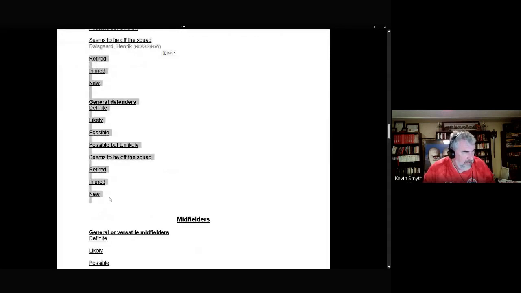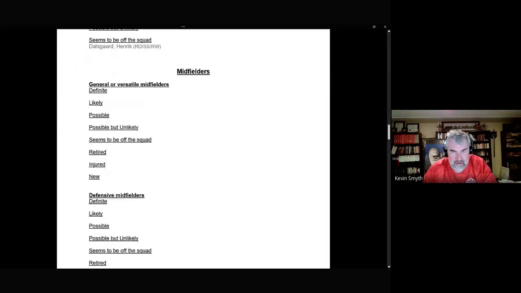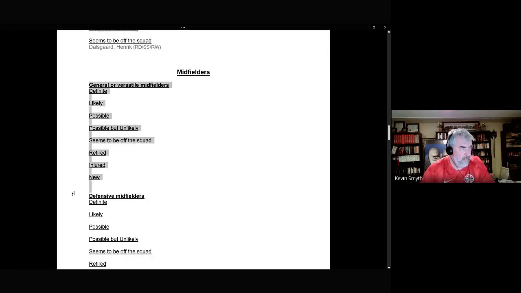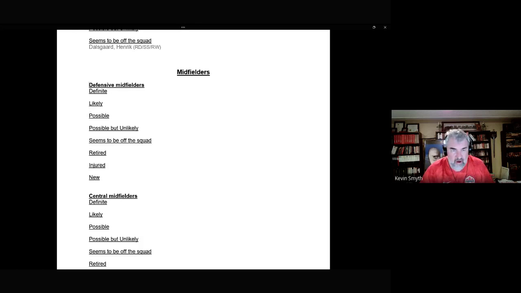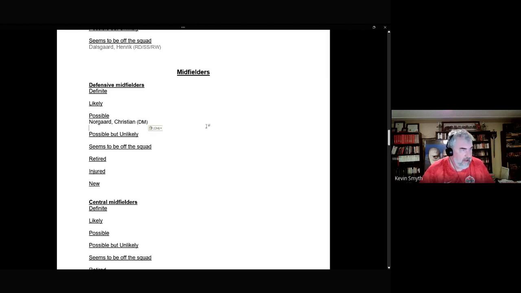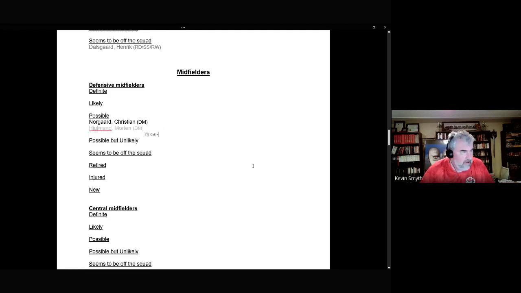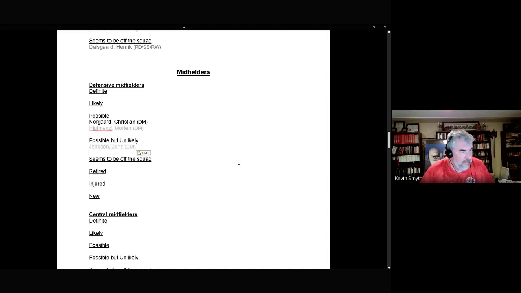And we're going to move on to talk about the midfielders. We're going to put defensive midfielders and central midfielders together, since those positions often overlap. So we'll start with defensive midfielders and name the candidate. So we only have a possible candidate here in Christian Norgard and in Morten Hulman, and a possible but unlikely candidate in Jens Johnson.